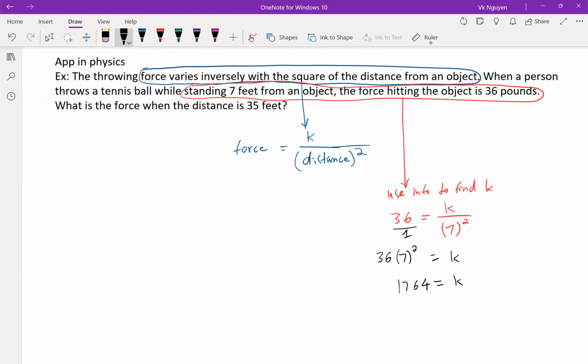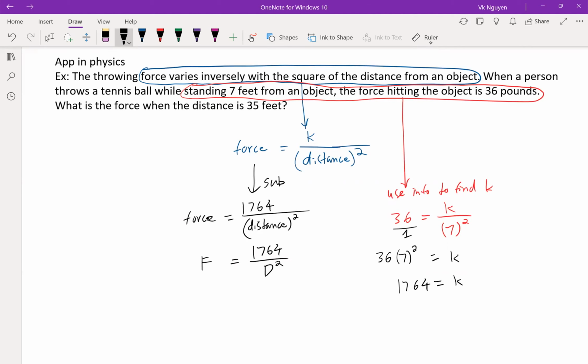So once we figure out k, then we do one substitution. Then we know that the force is 1764 over distance squared. Force is written as F, 1764 over distance d squared.